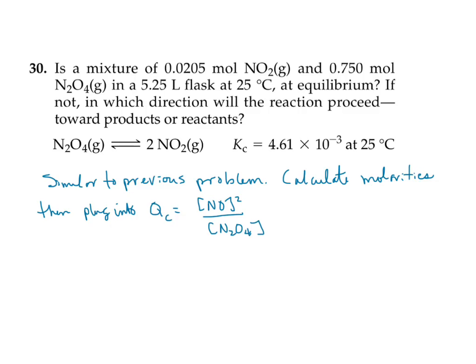Remember we talked about low Kcs, low equilibrium constants. That means that it favors, we said, the reactants. Okay. So plug it in and then compare your reaction quotient, which you've got with those concentrations, to that 4.61 times 10 to the negative third.